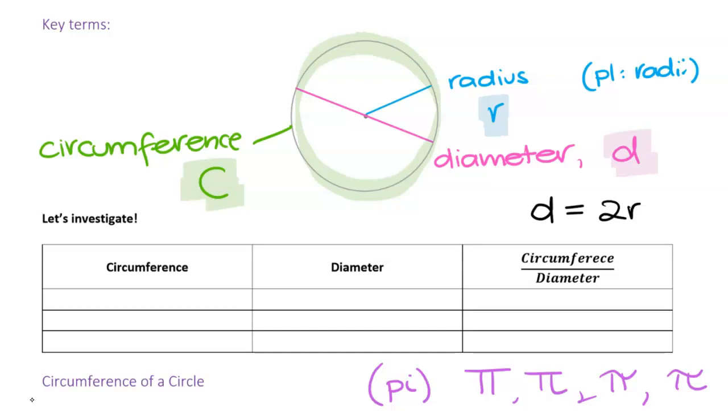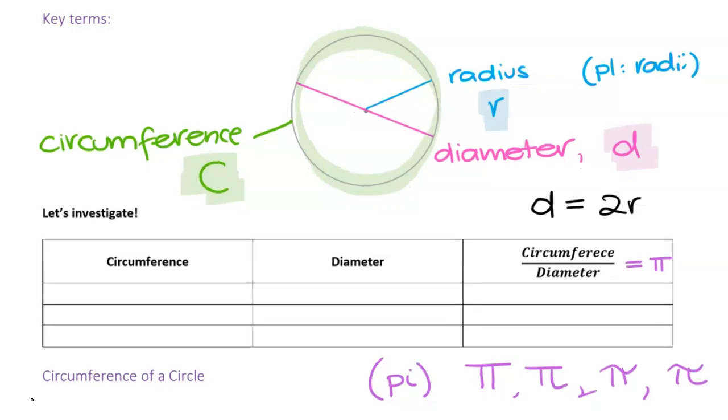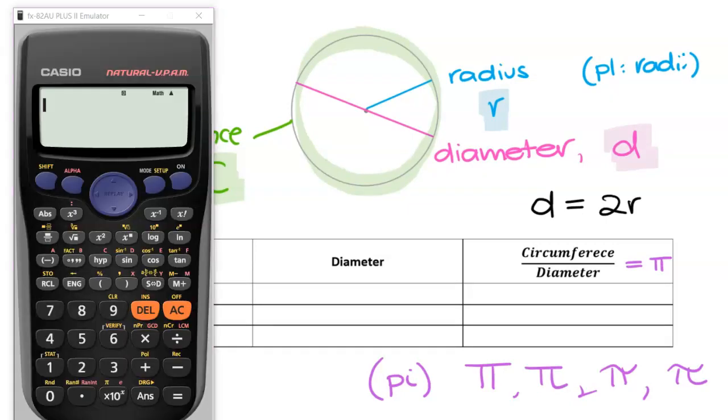So that means for any circle you experience in the world, if you measure the circumference and you divide it by the diameter, you are going to get pi. Now, some people incorrectly think that pi is equal to 3.14, but it's not. As we talked about a moment ago, that's just the first few digits of pi. Let's have a look at it on our calculator.